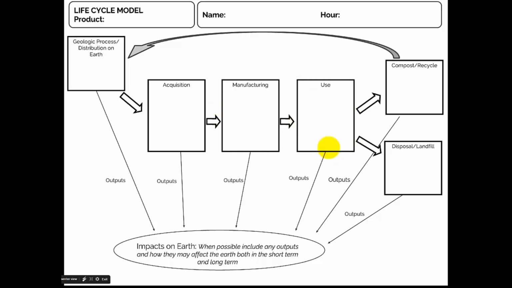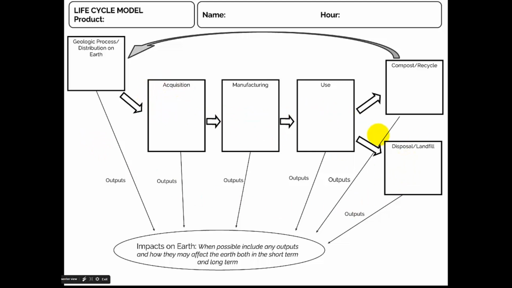Once a product is used, it can go down a couple of pathways. It can either be recycled or composted, in which case it would go back to the start and we truly do have a cycle. If it goes into disposal or landfill, it's a little different than a cycle unless we then eventually take it out of there and reuse it somehow.